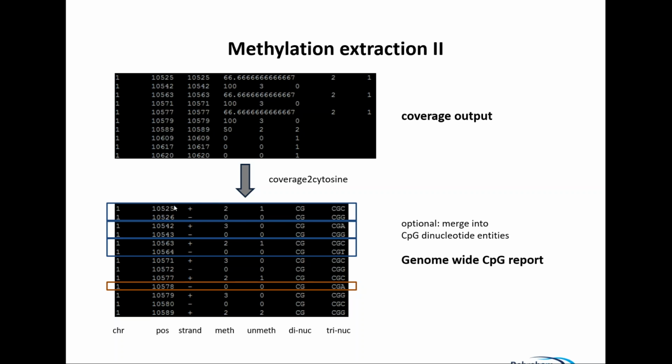For example, you can merge the top and bottom strand Cs into a single dinucleotide entity if you want to do that. We have additional filtering options for NOMe-seq data if you want to assay methylation as well as accessibility at the same time. So do look at the options there, but there are quite a number of options. But anyway, either of these two outputs should be suitable for pretty much anything you want to do from there on.